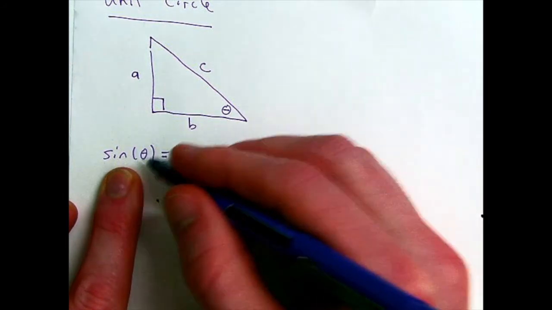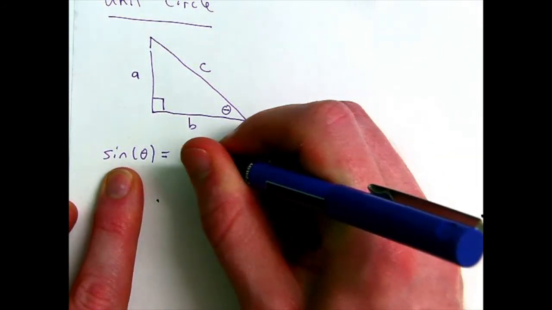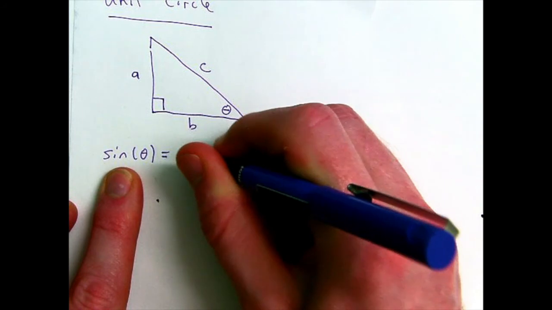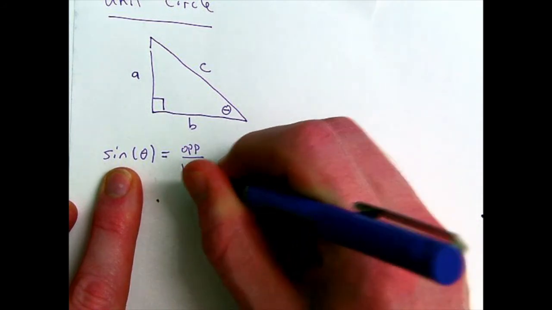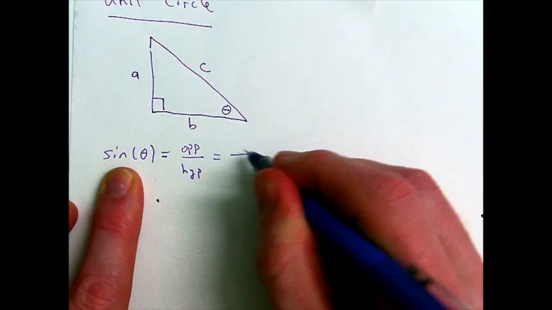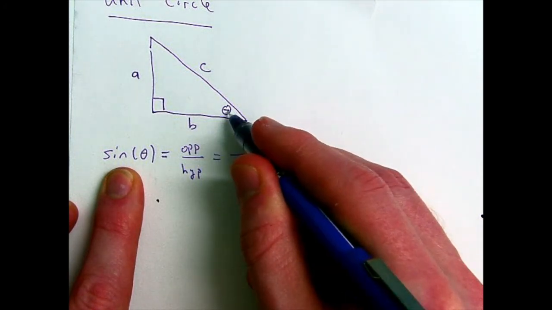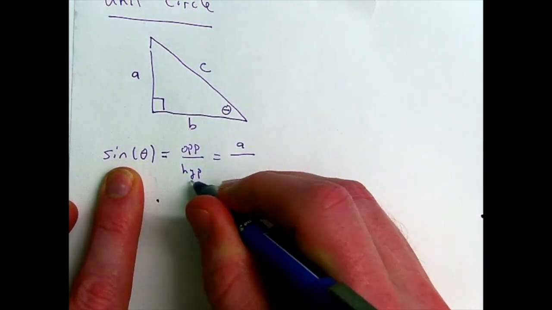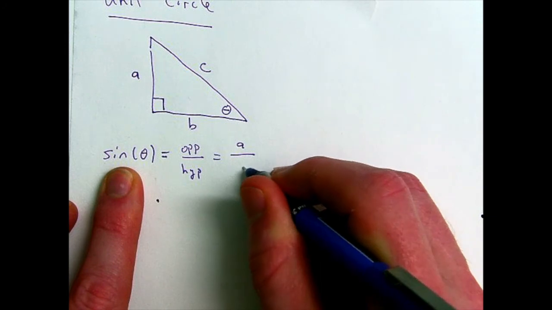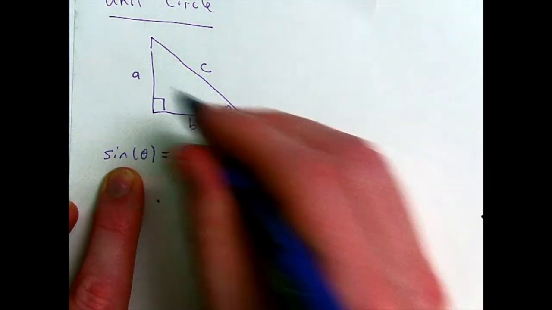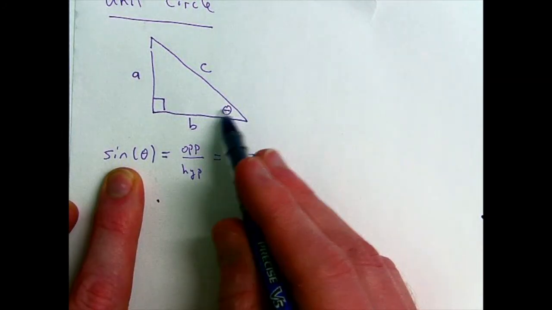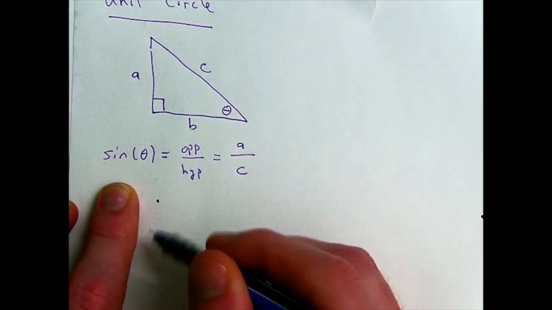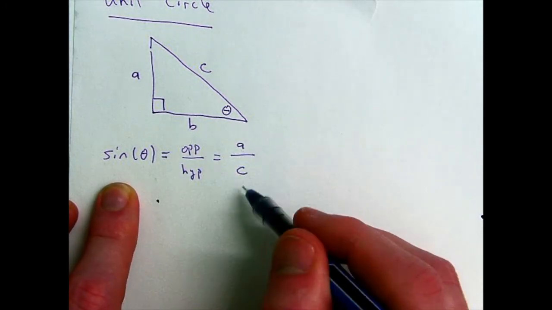The sine of theta, which ratio of sides is it? If you recall, it's the opposite side over the hypotenuse. So when I say opposite side, I mean the side opposite to theta. That would be A, over the length of the hypotenuse, which would be C. So whatever A and C are, and whatever angle theta is, the sine of theta is defined to be the length of the opposite side over the hypotenuse.